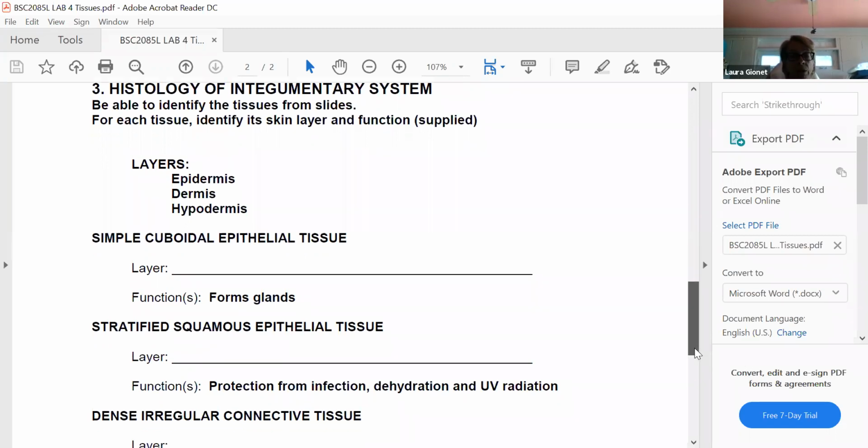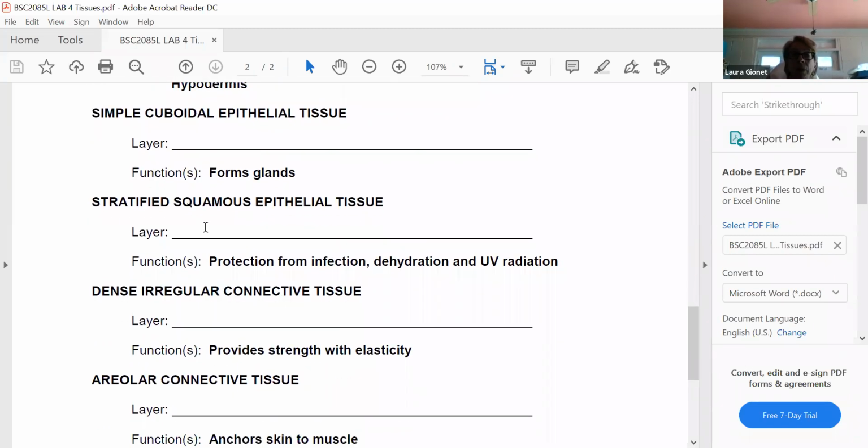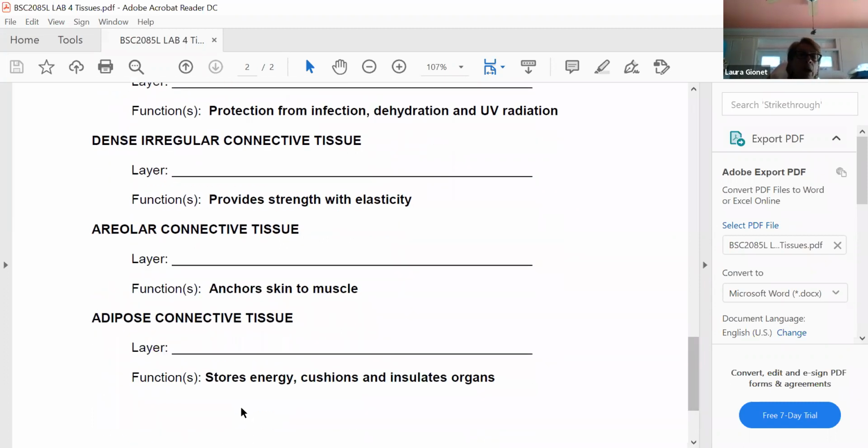Stratified squamous epithelial tissue. What layer? Well, that is the epidermis. Function: protect from infection, dehydration, and UV radiation. So I filled them all in for you. You just have to memorize them. Dense irregular connective tissue. Layer: dermis. Provides strength and elasticity. Areolar connective tissue, found in the hypodermis or subcutaneous, helps anchor muscle to the skin.